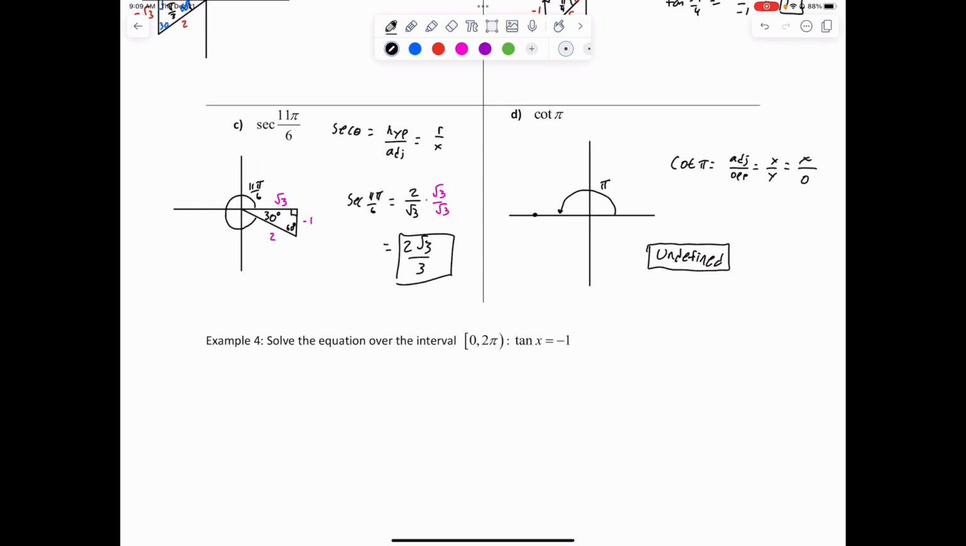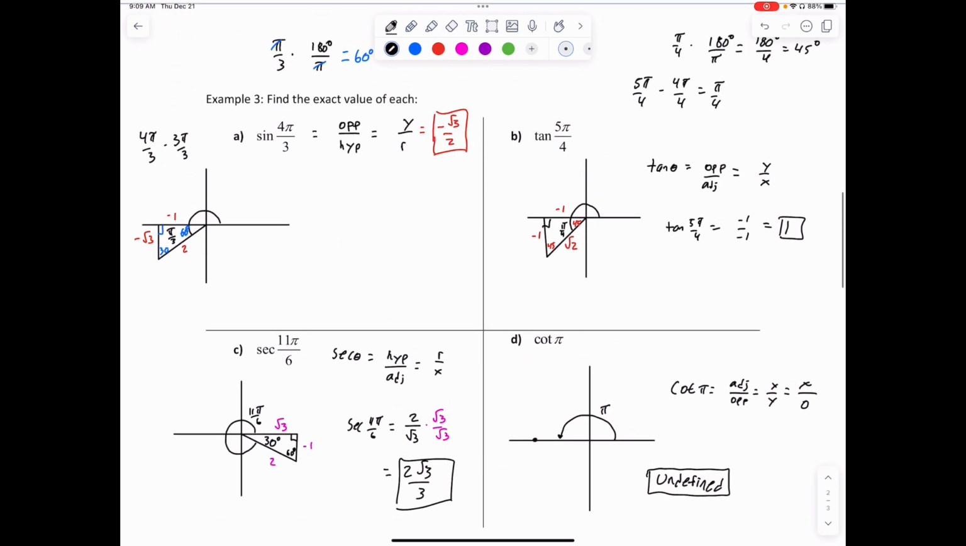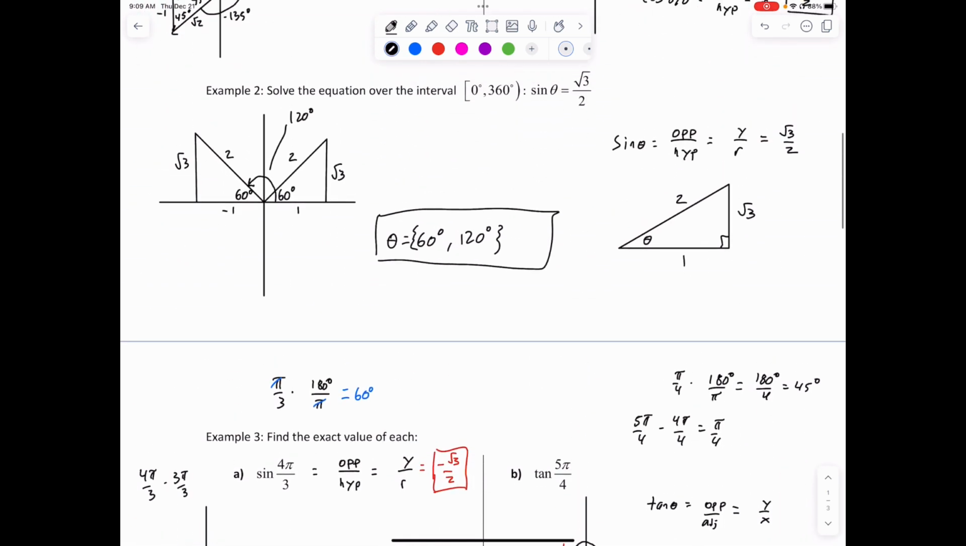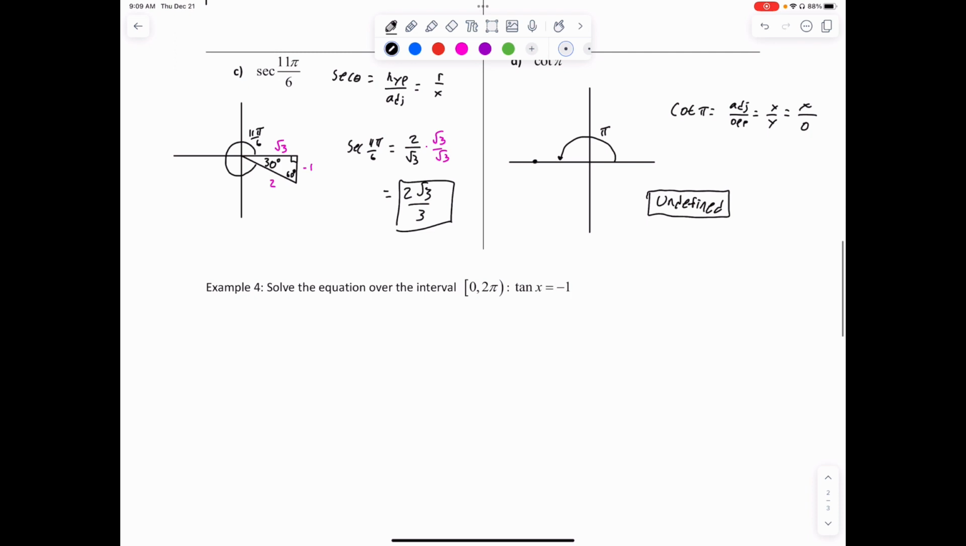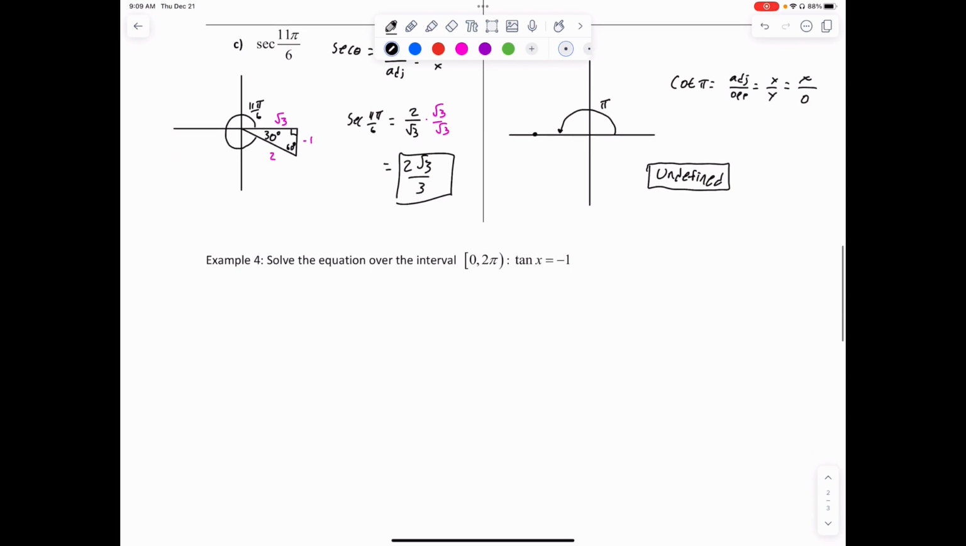And so this leaves us with one last problem, which is the same as this problem we did up here, where we're trying to find the angle given the ratio. We're just doing this one in radians rather than in degrees. So for this problem, we're looking for when the tangent of x is equal to -1.